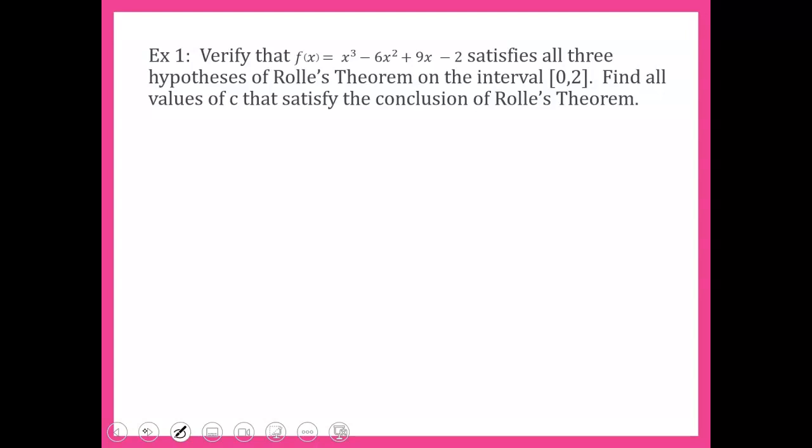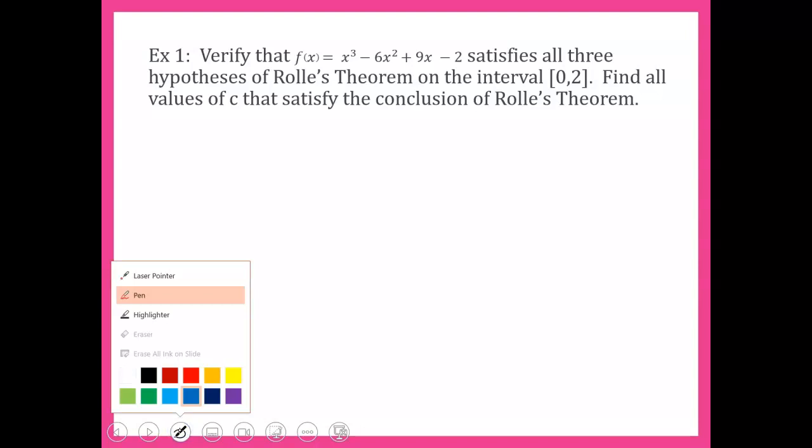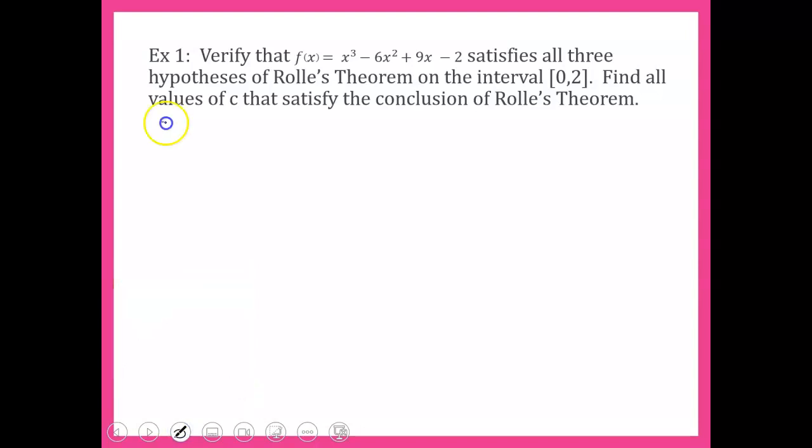So we have f of x equals x cubed minus 6x squared plus 9x minus 2. It satisfies all 3 of those hypotheses of Rolle's theorem. So what that means is f of 0 and f of 2 must be at the same height. We know it's differentiable. We know it's continuous. Let's prove f of 0 equals f of 2 by finding f of 0 and f of 2. So f of 0, easy breezy, cancel, cancel, cancel, negative 2.